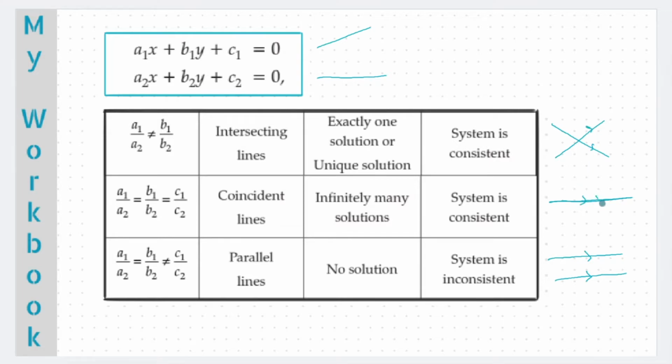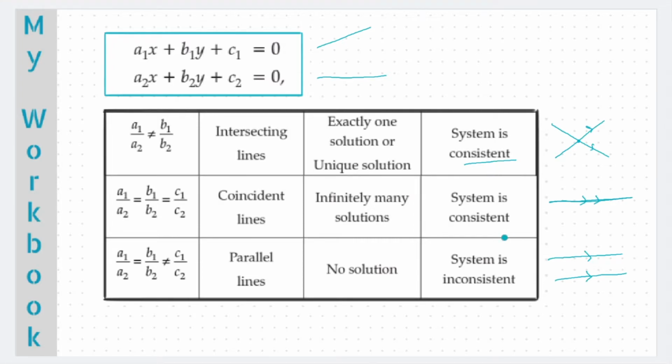Now, when the two lines are intersecting, there is exactly one solution, or a unique solution, and that solution is this point of intersection. This system is called a consistent system. And for such linear equations, the relation between the coefficients is a1 by a2 is not equal to b1 by b2. So this is our first scenario, which is intersecting lines. The system has only one solution and the system is said to be consistent.